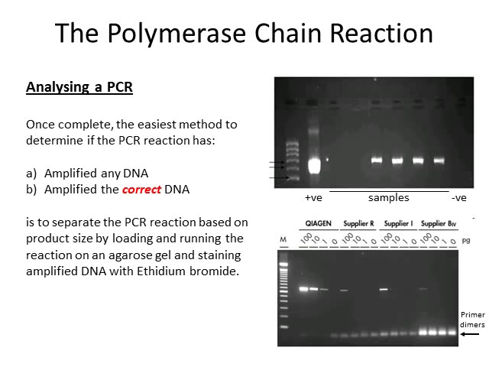So what does PCR look like? Well, the easiest way of seeing whether your PCR reaction works once you've run the cycle in a machine is to run it on a gel. So you're looking to see if the PCR initially has amplified any DNA, and then importantly, has it amplified the DNA that you want? Is the DNA correct?